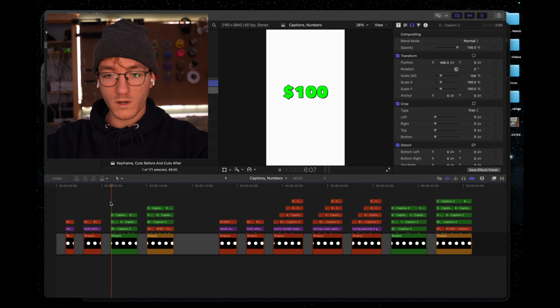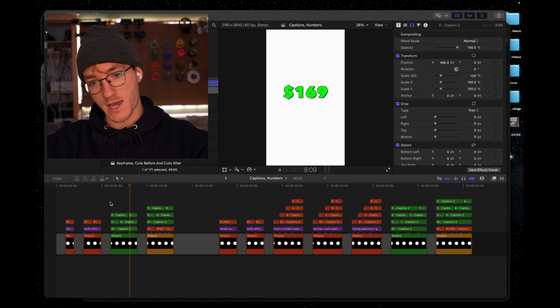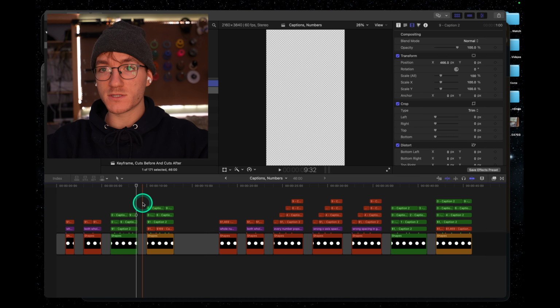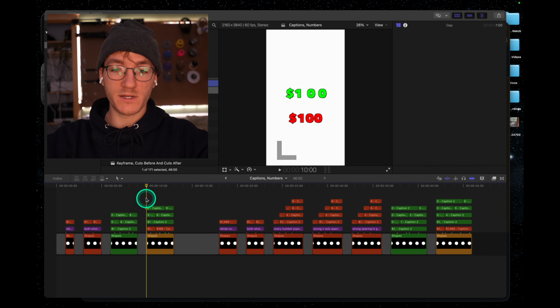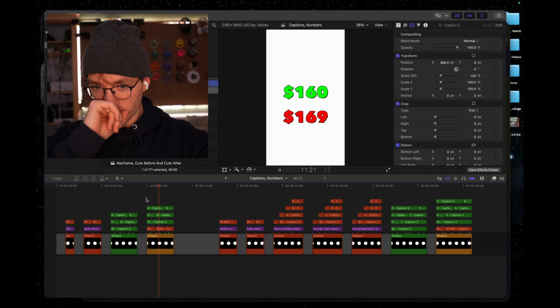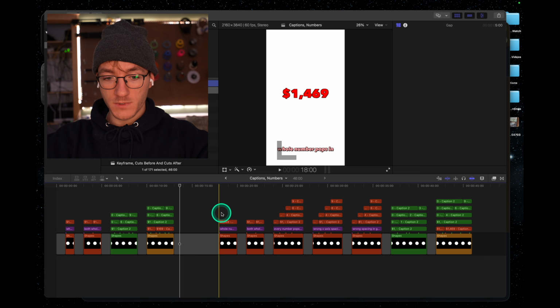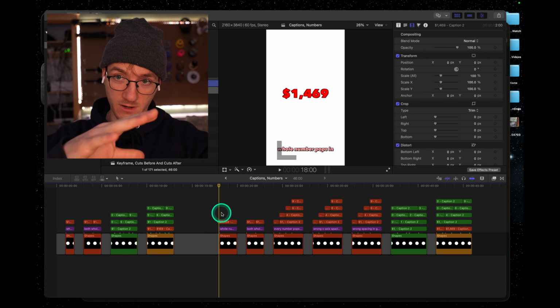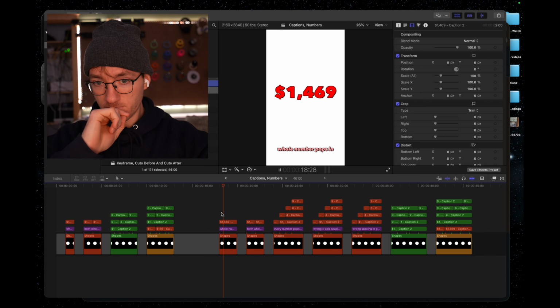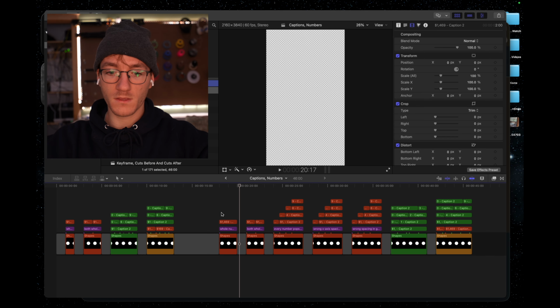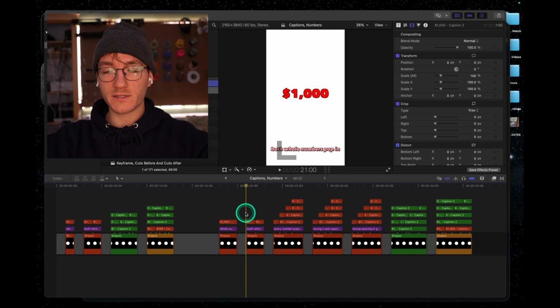So 169. It follows how it's being said. Here are those side by side. And now let's look at it applied to a 4-digit number. So this is incorrect because the entire number pops up at once. Here's another way to do it incorrectly, and that is popping in both numbers.